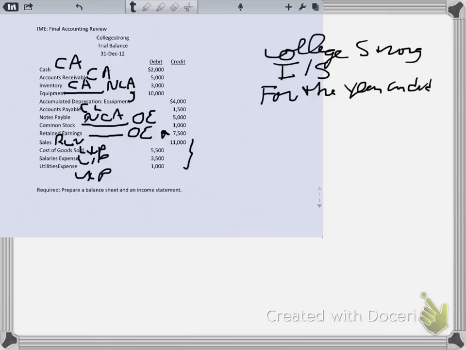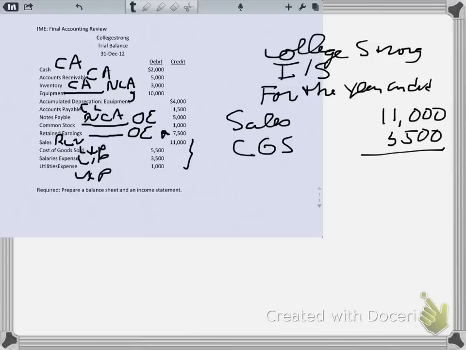We start with the actual revenue minus expenses. So we have revenue, which is actually sales. It would be better if we used the term sales. And we have $11,000. We're going to subtract from that the cost of goods sold, that amount of $5,500, which leaves us with an amount of $5,500. That is our gross profit.